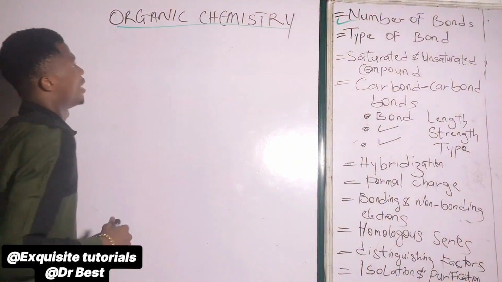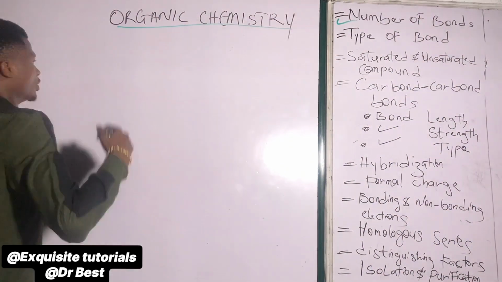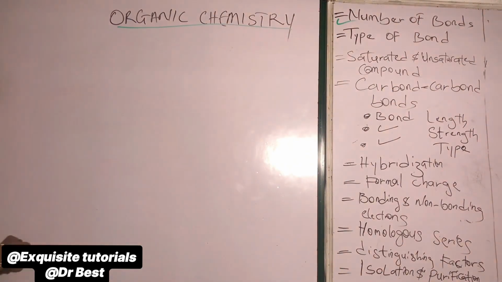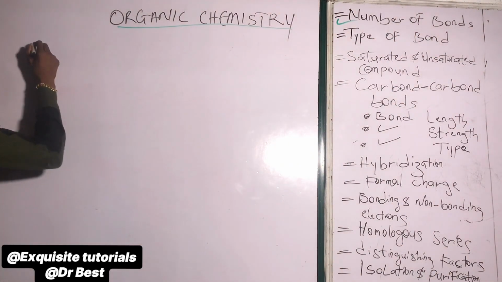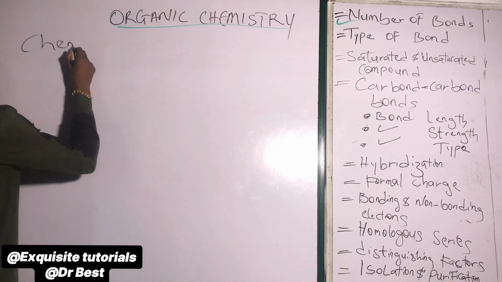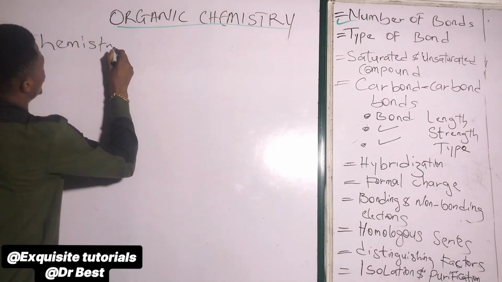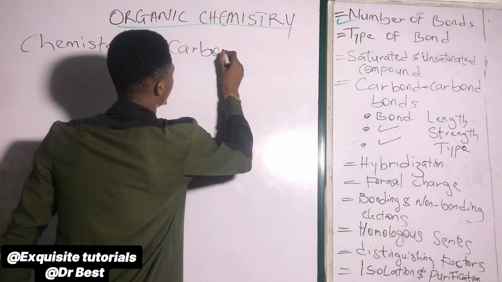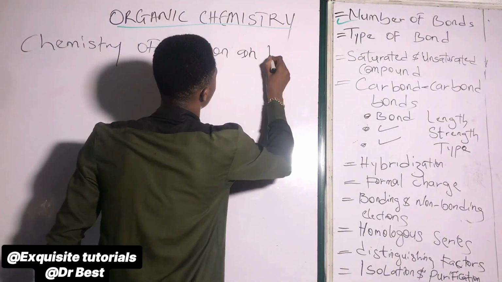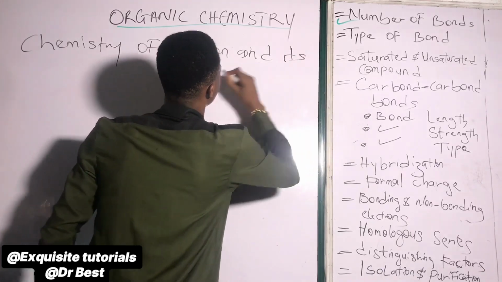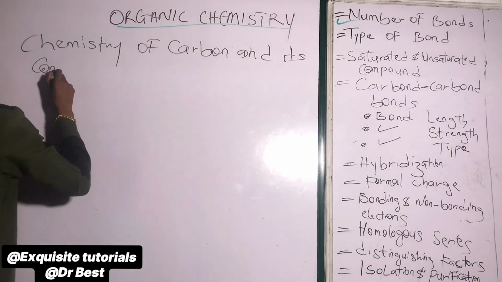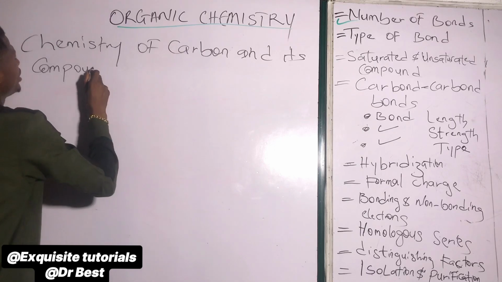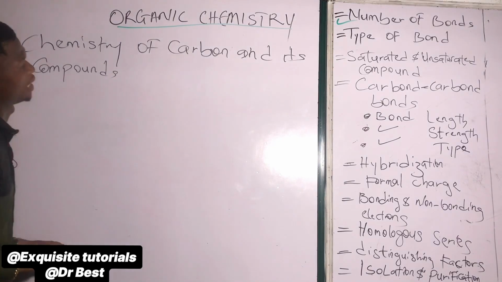Now let's just dive straight into organic chemistry. When we are talking about organic chemistry, what is organic chemistry? Organic chemistry is the chemistry of carbon and its compounds. So organic chemistry is simply the chemistry of carbon and its compounds.